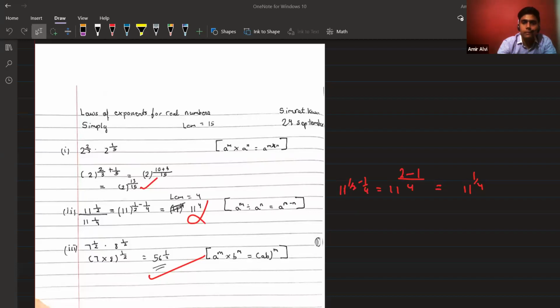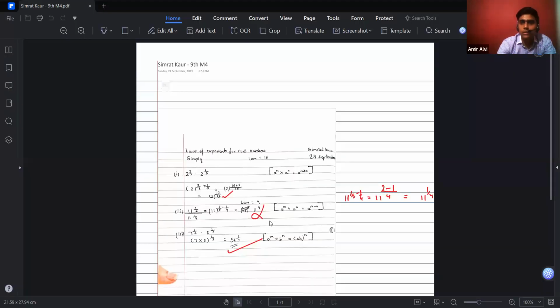Just a second. Okay, so let me open the PDF of your check. Okay, let me share it with you. Now, where is the PDF? Yes. So, Simrat, is the screen visible to you right now?